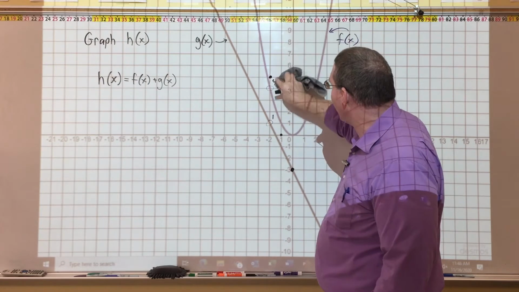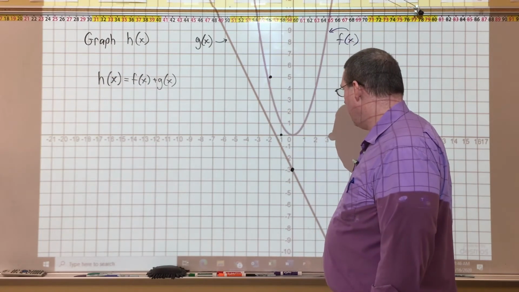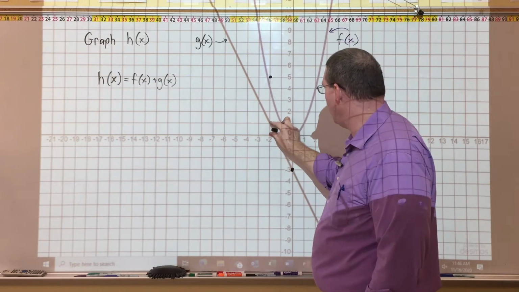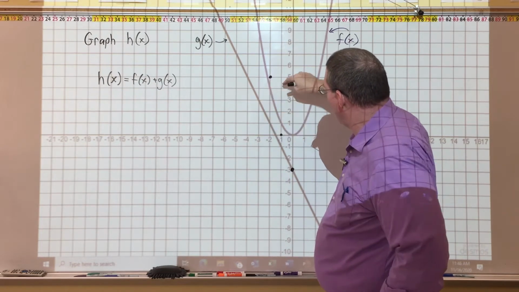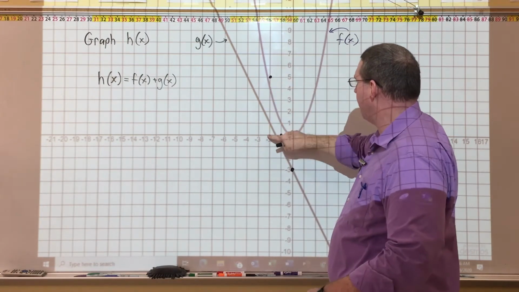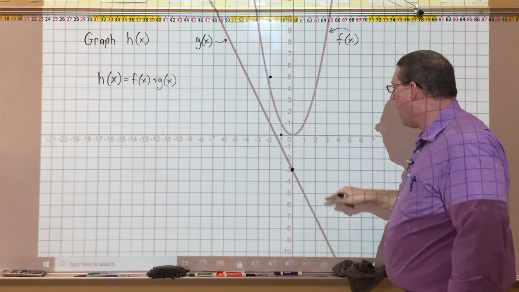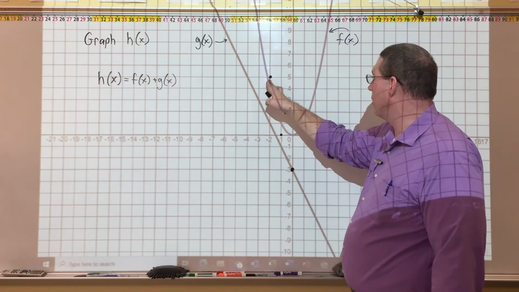All we're doing is adding together the heights of both functions. The height of this function is 1. The height of this function is 4. 1 plus 4 is 5. So we know that h of x is going to pass through negative 2 and 5. How about at 1? Let's go in the positive direction because that looks like it's going a little high.